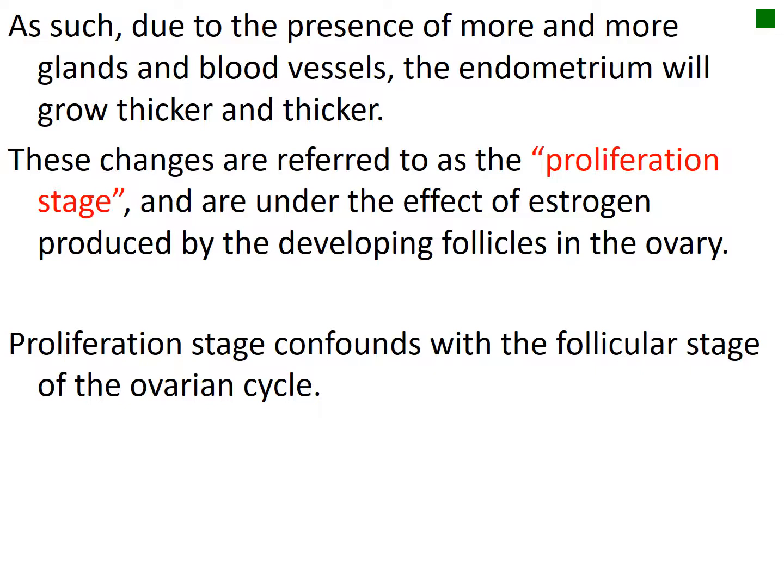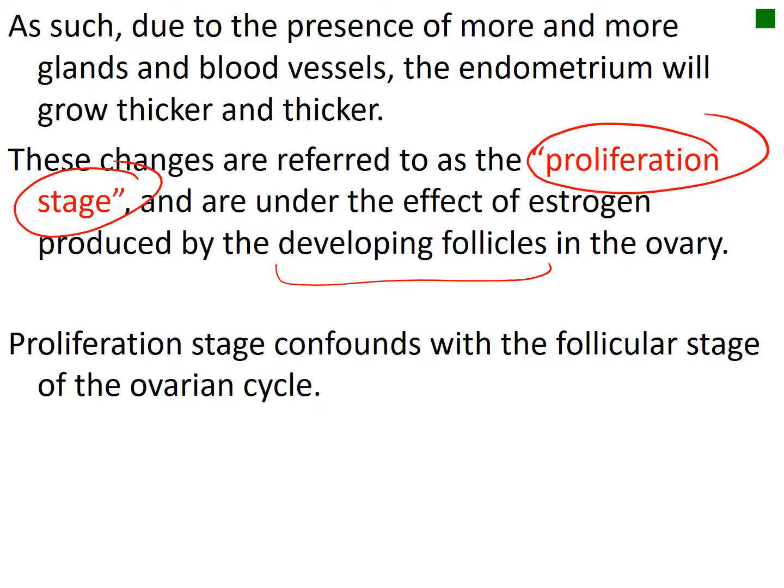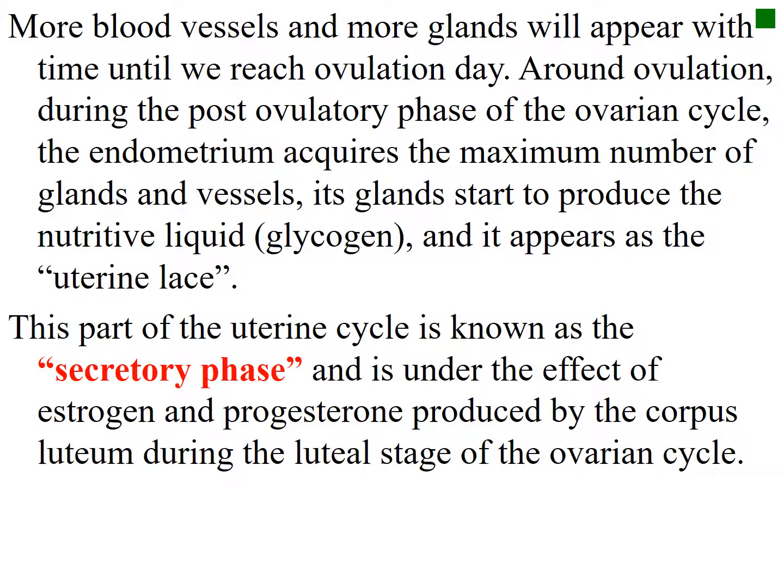This is referred to as the proliferation phase, and it is under the effect of the estrogen hormone produced by the developing follicles. The proliferation stage coincides with the follicular stage of the ovarian cycle. More blood vessels and more glands will appear until we reach the ovulation day, about day 14.